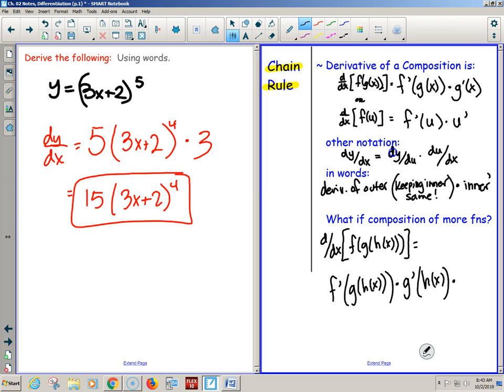Keep it the same. Who's next? Well, if you peel off the h, don't you just have the x? And isn't the x derivative just 1? Yeah, we're done.